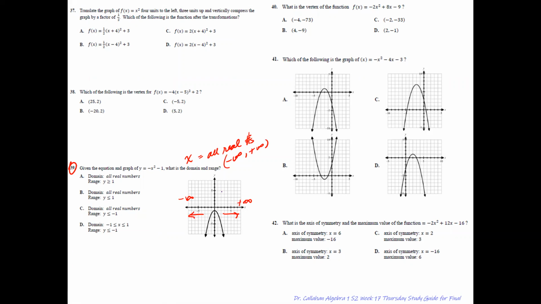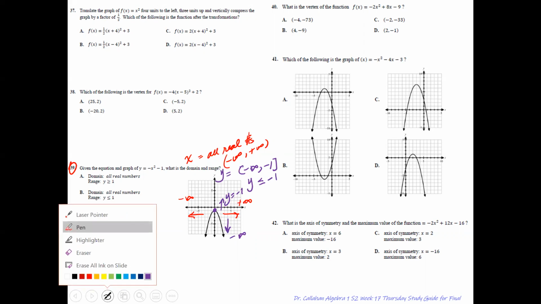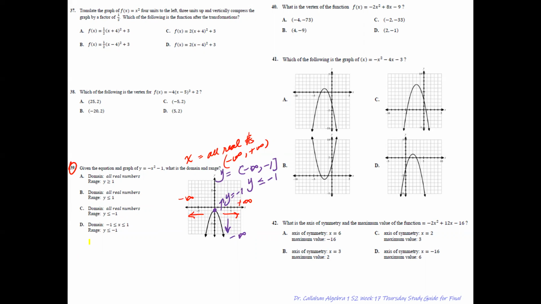Then taking a look at the range, how far up does this graph go? It looks like it starts at y equals -1. How far low does it go? Negative infinity. So then for your y value, it would just be from negative infinity up to -1. Or you could just say y is less than or equal to -1. So looking at this, which one, A, B, C, or D, has that?